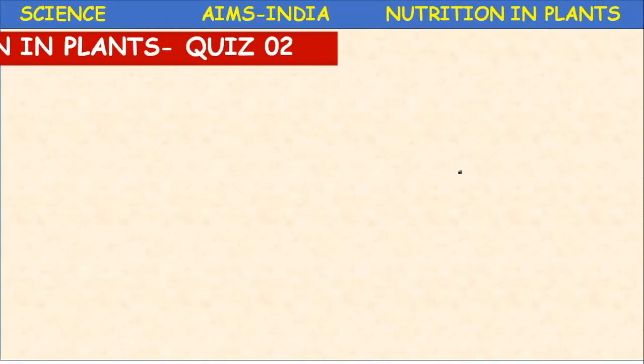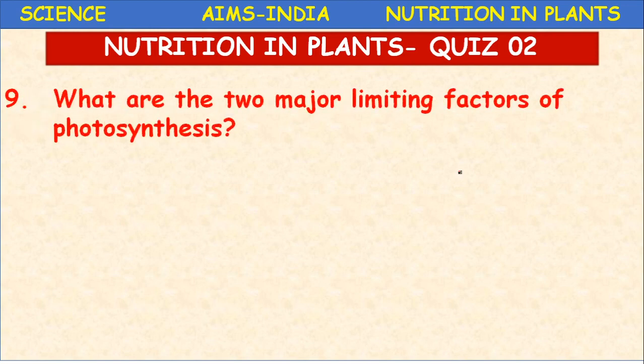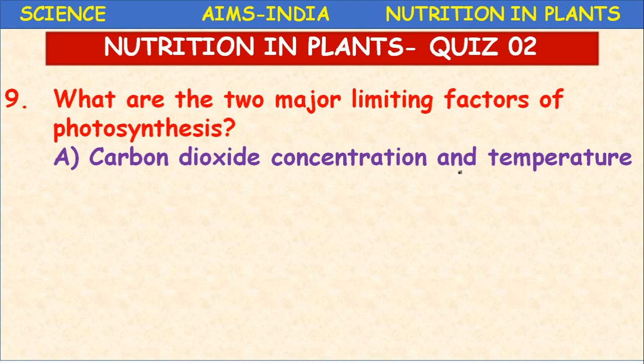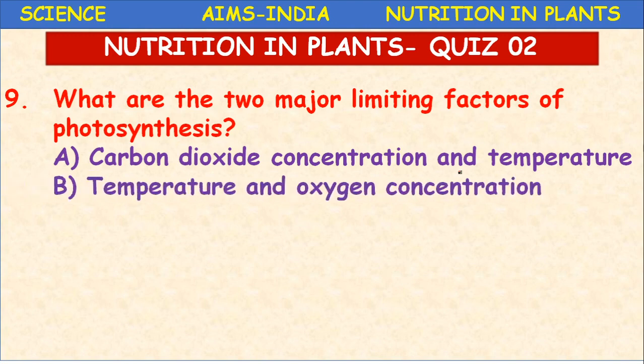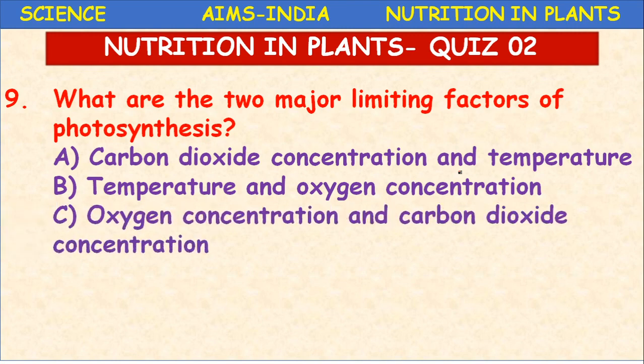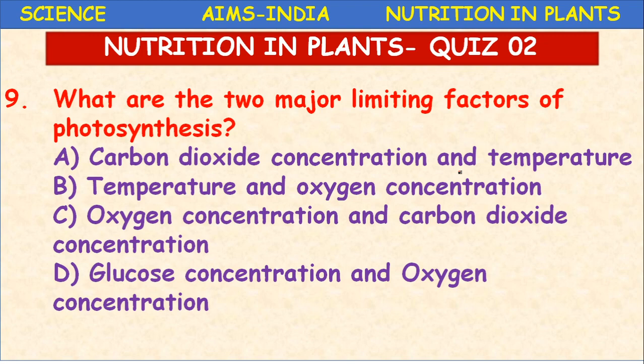Next, what are the two major limiting factors of photosynthesis? Important limiting factor, carbon dioxide. The two major limiting factors here: concentration of carbon dioxide and temperature, temperature and oxygen concentration, oxygen concentration and carbon dioxide concentration, glucose concentration and oxygen concentration. Okay, here limiting factor means reactants. You have to keep in mind the reactants.